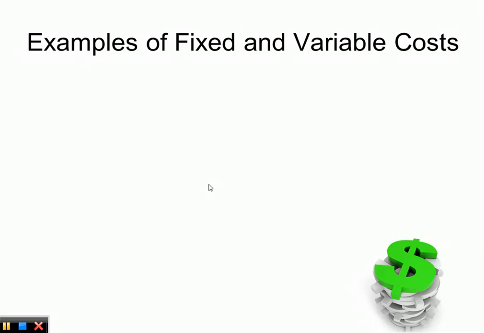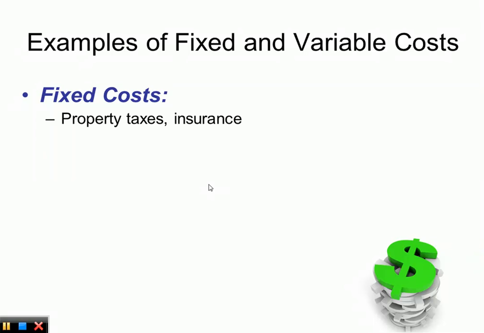Alright, so here are some examples of fixed costs and variable costs that will hopefully help you understand these two concepts further. Examples of fixed costs: property taxes, insurance, right? If we're doing some activity and we need to use a property in that activity, then we have to pay property taxes on that property, regardless of the level of activity or quantity of output. So property taxes and insurance are clear examples of fixed costs.